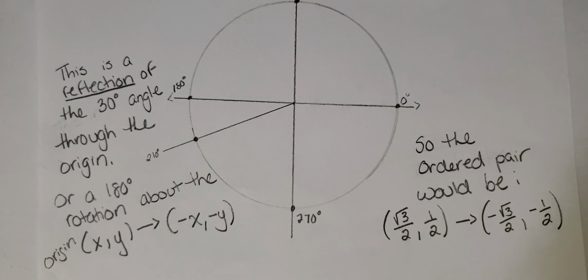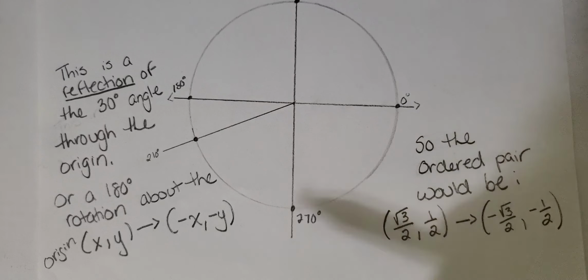Well, to find the ordered pairs for certain angles in a unit circle is actually fairly easy. It's fairly easy because if we go back to our geometry work, we learned two types of transformations, which were reflection and rotation. And so many of the angles in the unit circle are reflections of one another, or the points are rotations of each other about the origin.